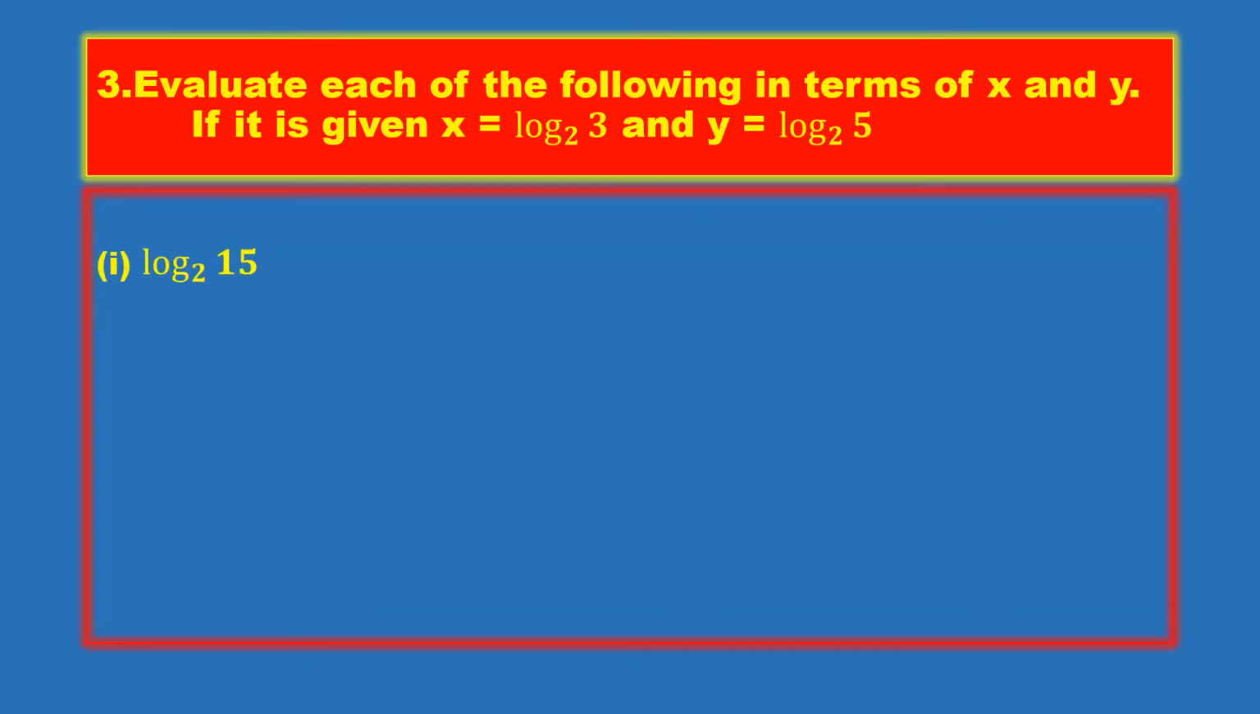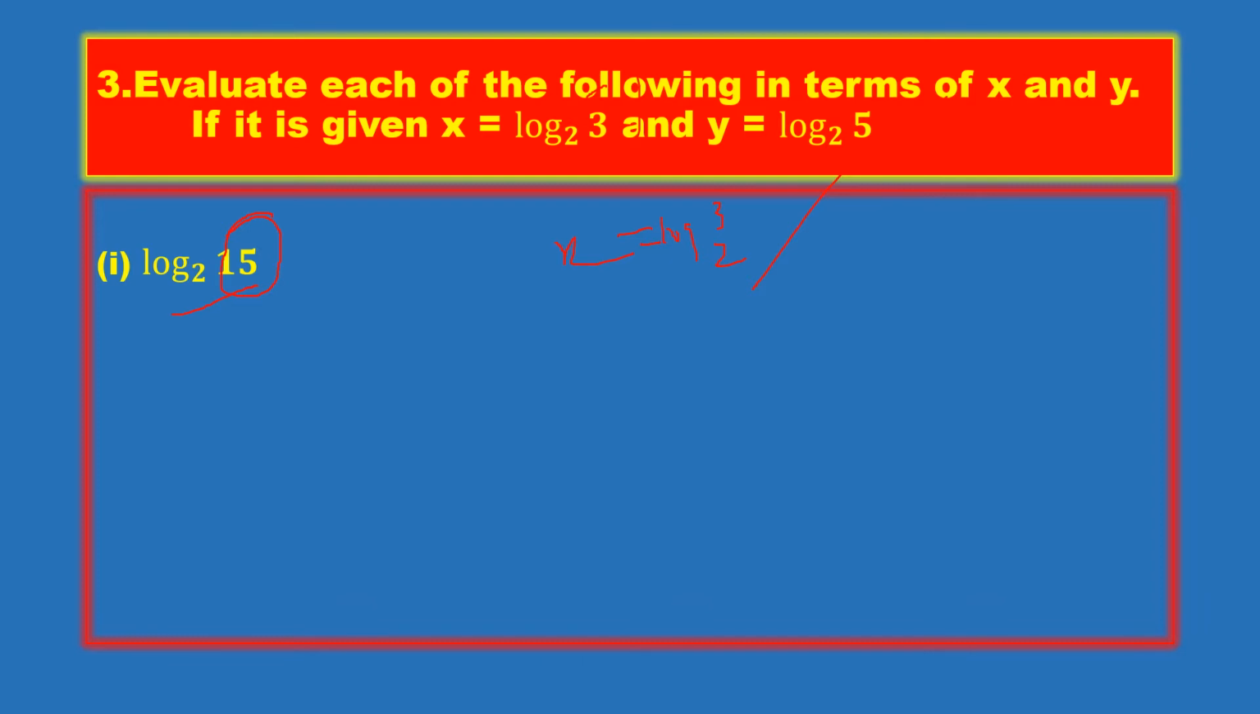So log 15 base 2. Here he gave x equal to log 3 base 2 and y equal to log 5 base 2. So this 15 you should write in terms of 3 and 5, because in the given data he gave 3 and 5. So whatever 15 is there we can write it in terms of 3 and 5, right?